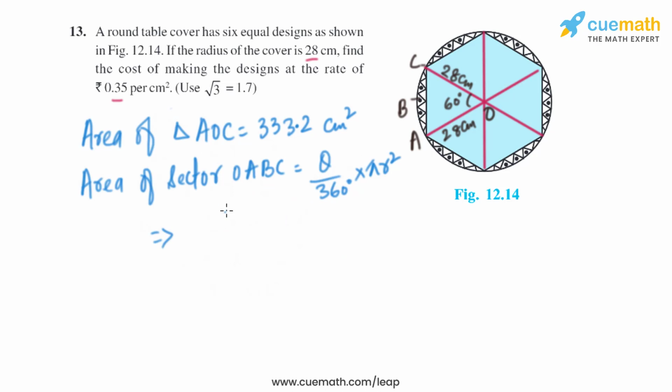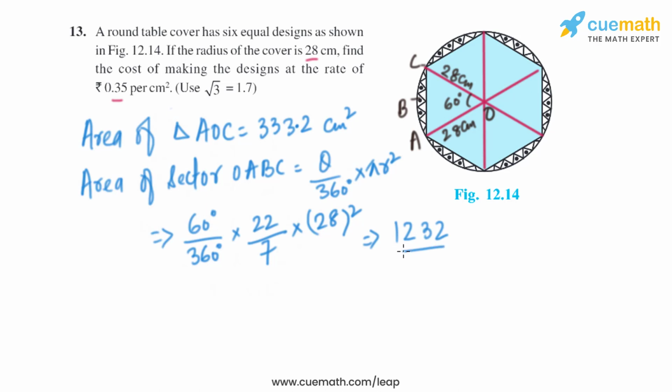Now let's find the area of sector OABC, that is theta divided by 360 degrees multiplied by pi r square. So it will be 60 degrees divided by 360 degrees multiplied by 22 by 7, and the radius is 28, so it will be a square of 28. From here we'll get the area of sector as 1232 divided by 3 square centimeter.